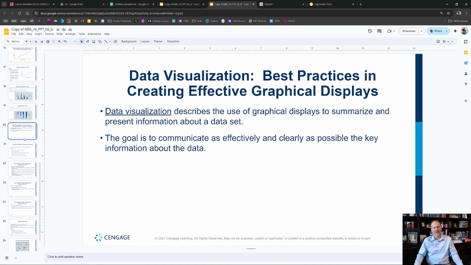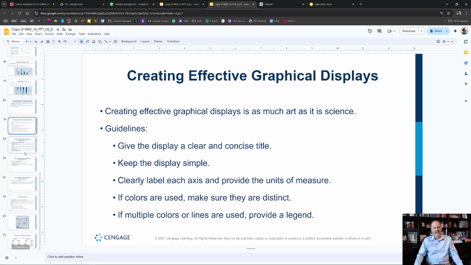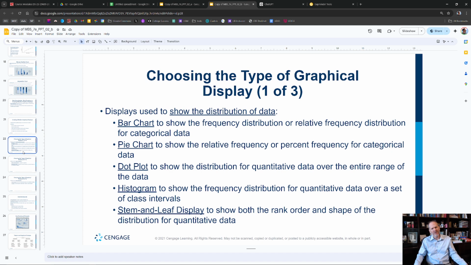So, that's different than the goal to communicate effectively and clearly reality. It's a slice of reality or a moment in time. Data visualization describes the use of graphical displays to summarize and present information about a data set. Creating effective graphical displays, pause the video, you can read that, and here's what we looked at.